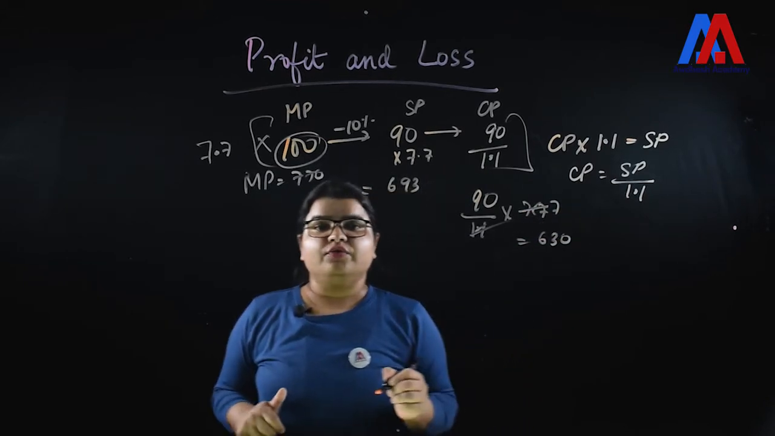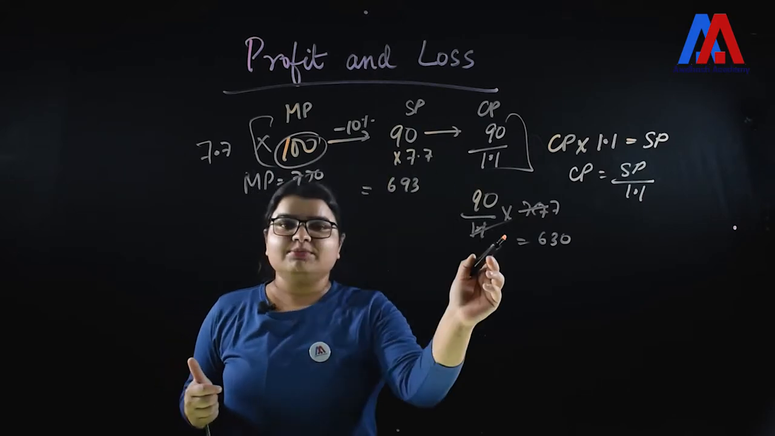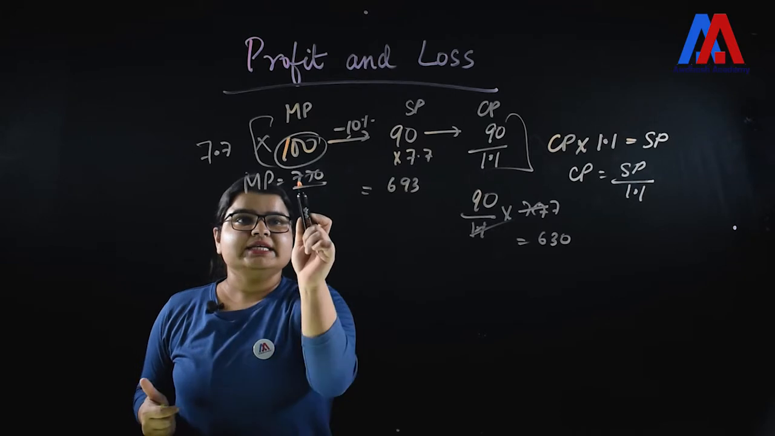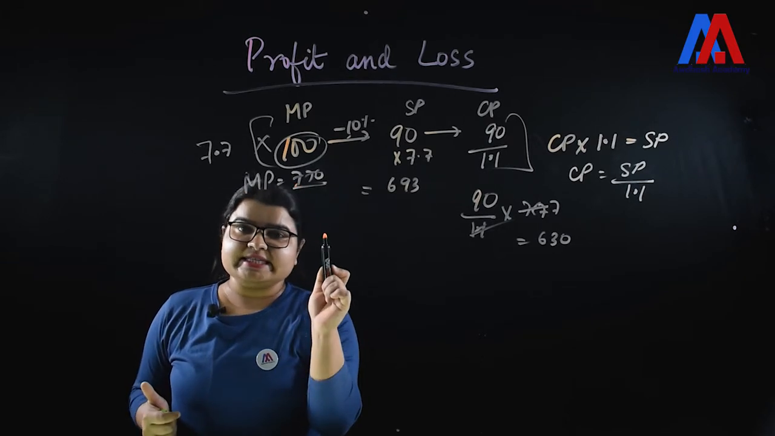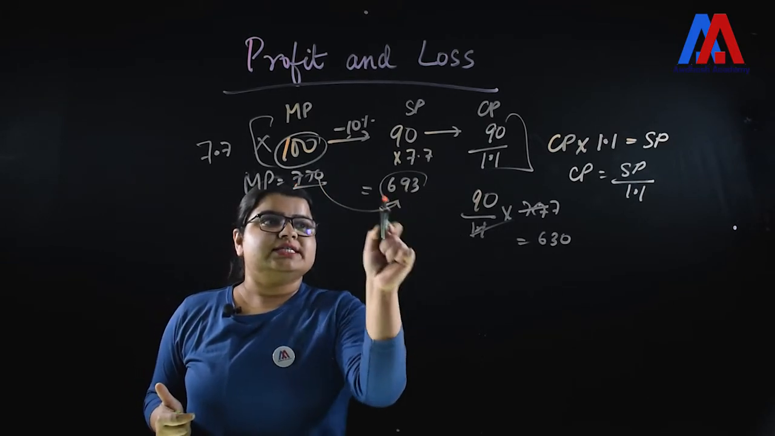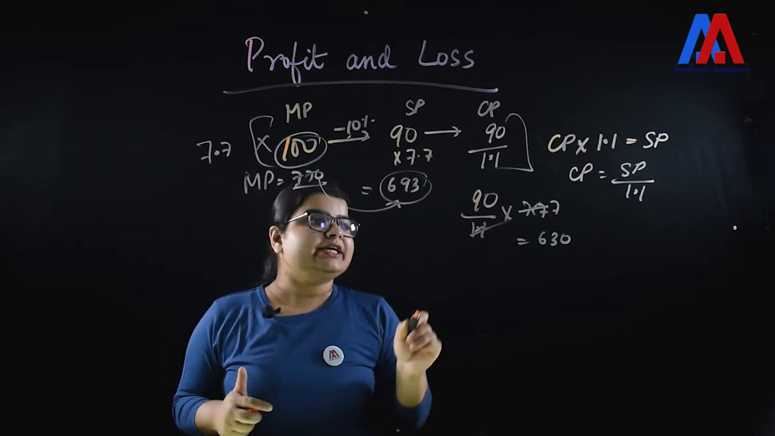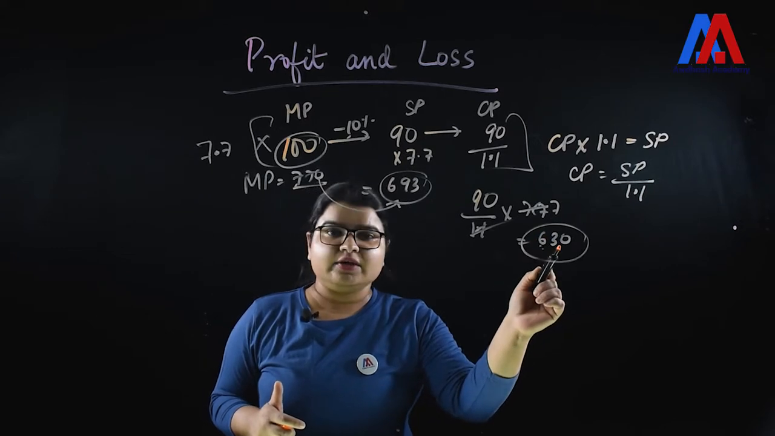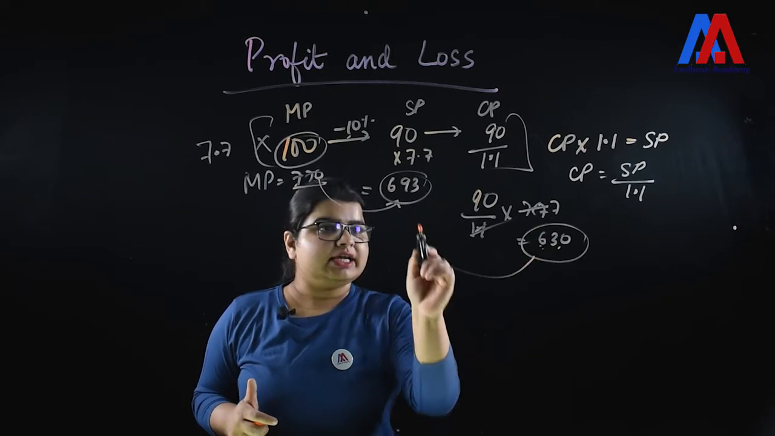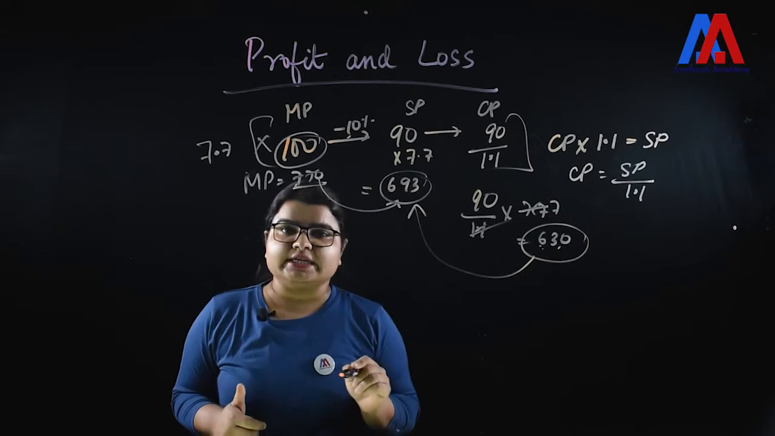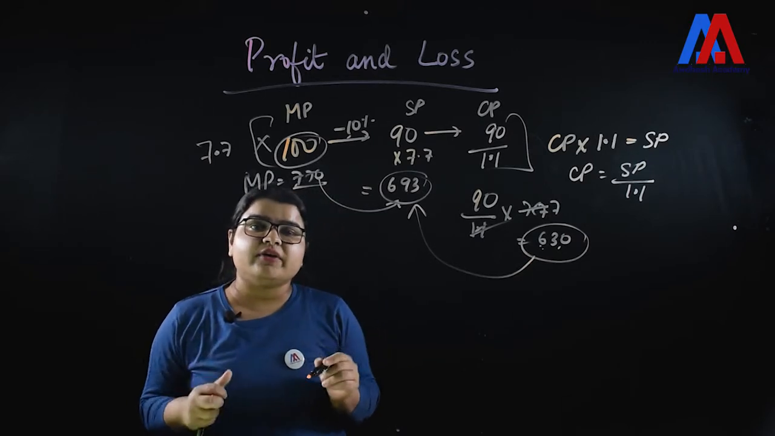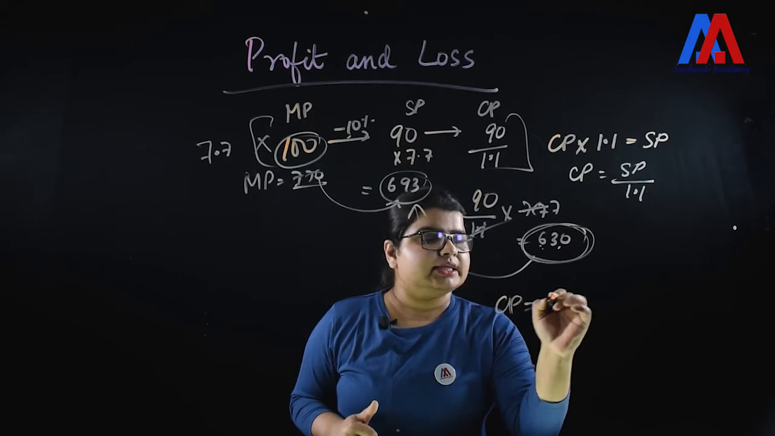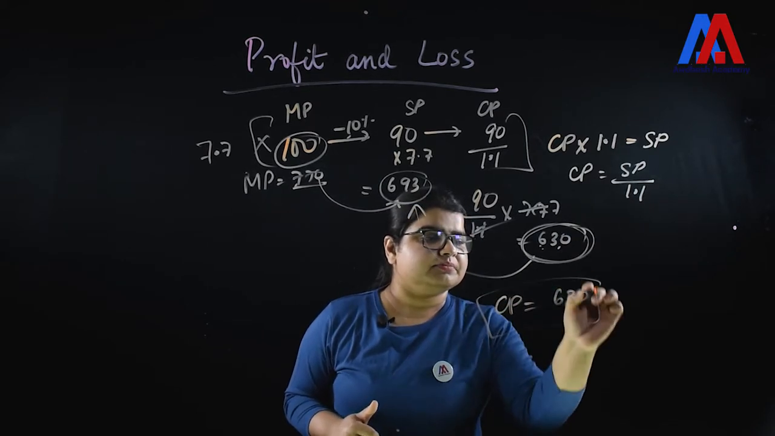So you can also verify this whole relationship, that is this 10% discount on 770 would mean 770 minus 77. So this gives you 693. Then you have made 10% profit on 630. So 10% of 630 would be 63. So 63 added to 630 gives you 693. So this way you can also verify your answer. So you had to find the value of the cost price, and thus cost price is 630.